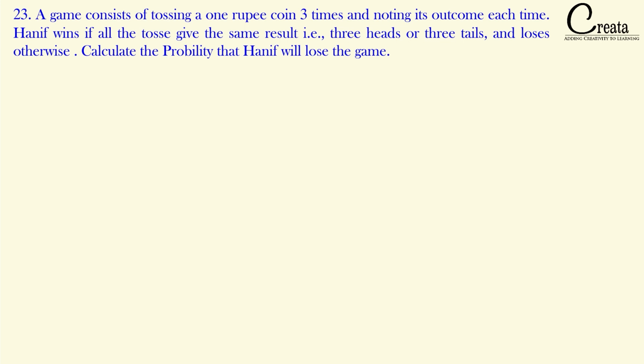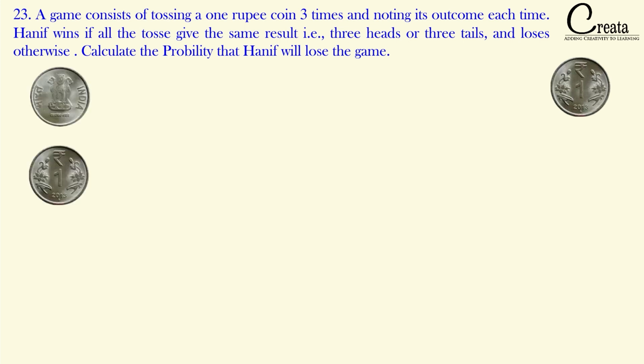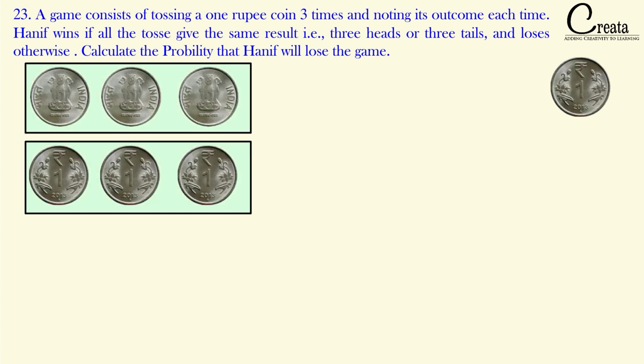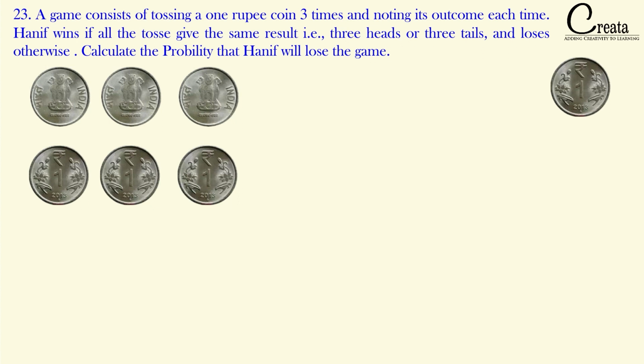So let's observe the question. One coin is given, a 1 rupee coin, and this coin is tossed 3 times. We get 2 possible outputs each time, head and tail. One game is played by Hanif. If Hanif gets all 3 outputs the same, for example head head head or tail tail tail, he will win the game. Otherwise he will lose the game. Otherwise means all 3 outputs are not the same.